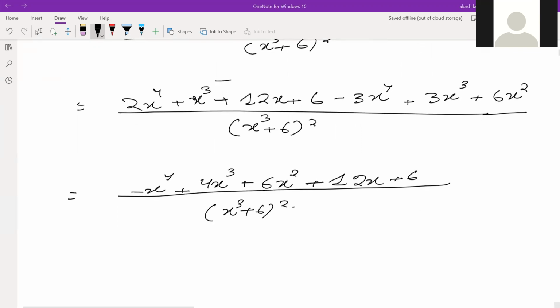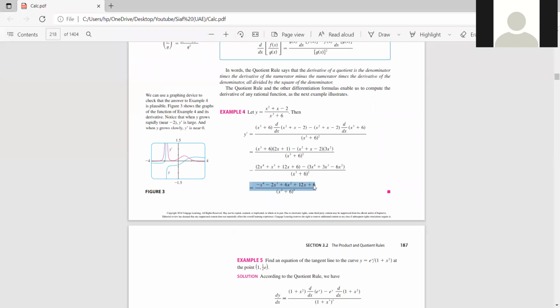Let's go back to the book. How can we simplify any further? You mean further simplification? Yeah. Further simplification is not possible because if we simplify it further, there's no use of it. So yeah. Okay. Let's go back to the book. So we have got the same answer, I think, minus x4.